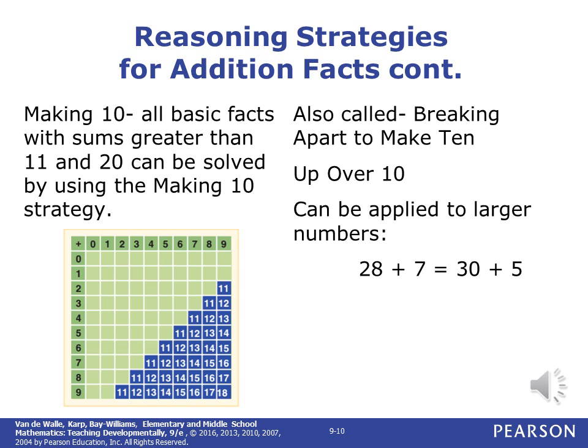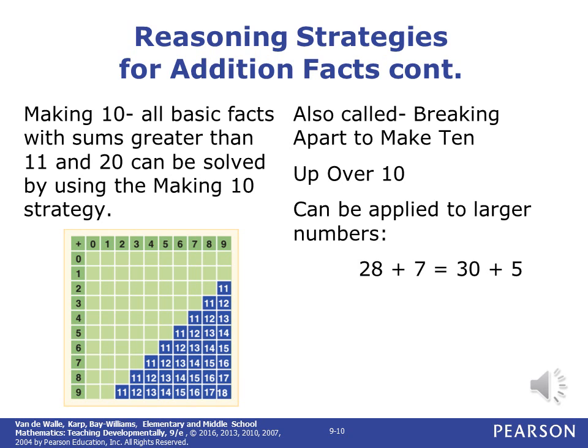All of the basic facts that are 20 or less and greater than 10 can all be solved using this making 10 strategy. For instance, if you give your students the problem 8 plus 6, you can show them that this can be solved by taking 2 away from 6 and adding it to 8, so that it's equivalent to 10 plus 4. 10 is a natural anchor. Encourage your students to use it as much as they can.